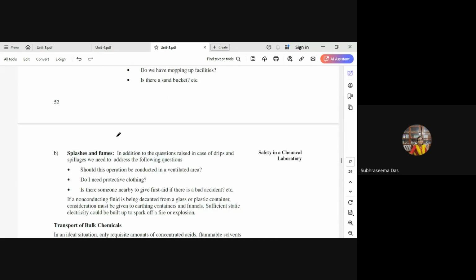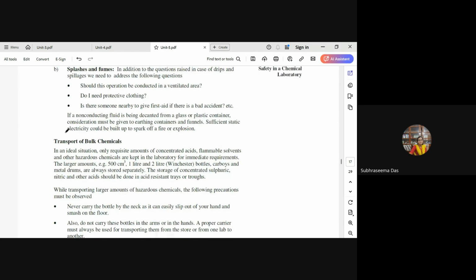There is also a possibility of splash. Whenever we are transferring liquids, we should see whether there is a possibility of splash, and whether our laboratory is well equipped to prevent these splashes.